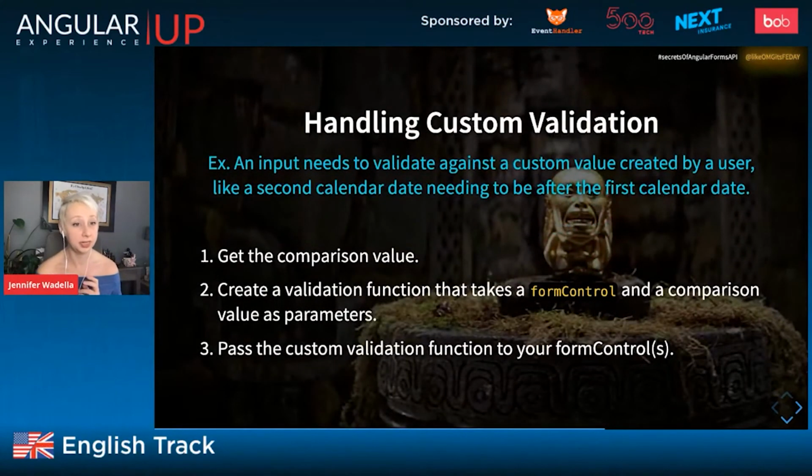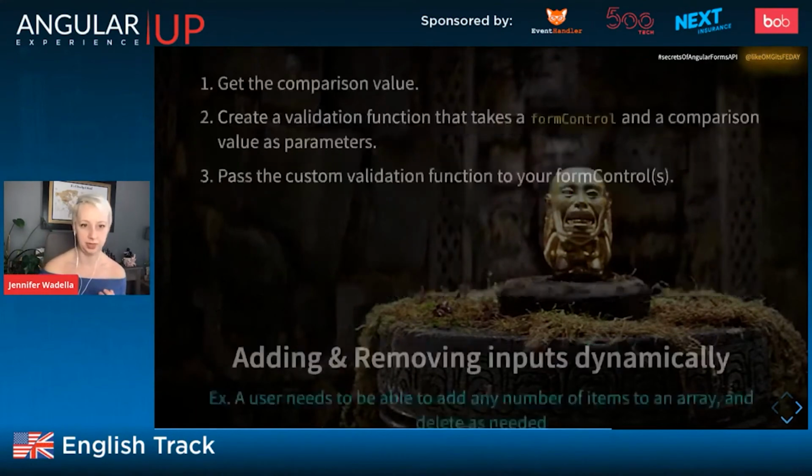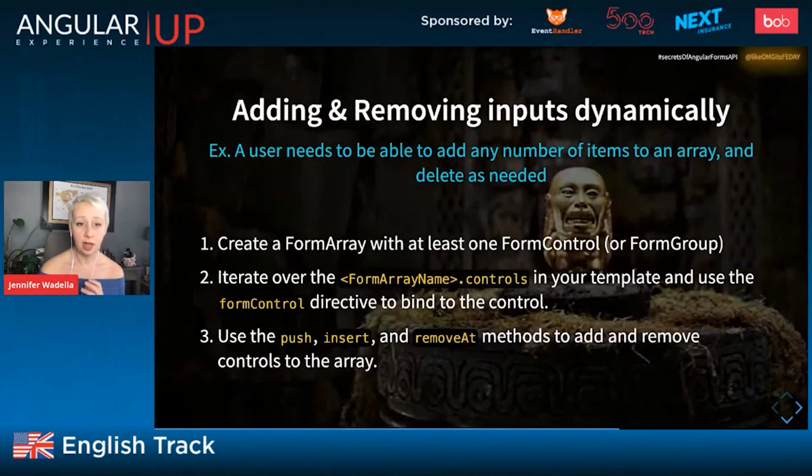We can handle custom validation by getting comparison values. We can create our own validation functions that maybe take the value from a form control and compare it to determine whether it's valid or not, and then pass these validators around to our different controls. We can add and remove inputs dynamically as needed. FormArray has a couple of different methods. It's got push, insert, and removeAt methods that allow us to add and remove form controls to our array.